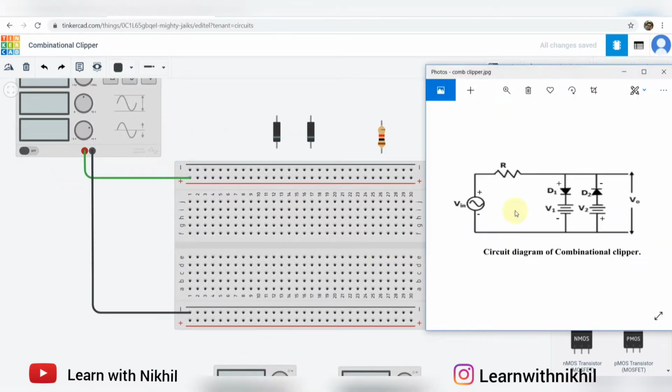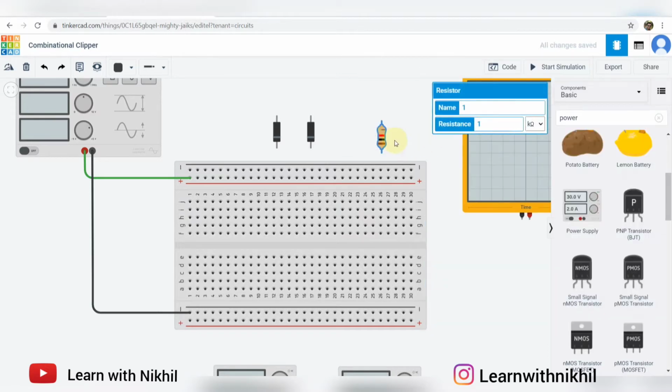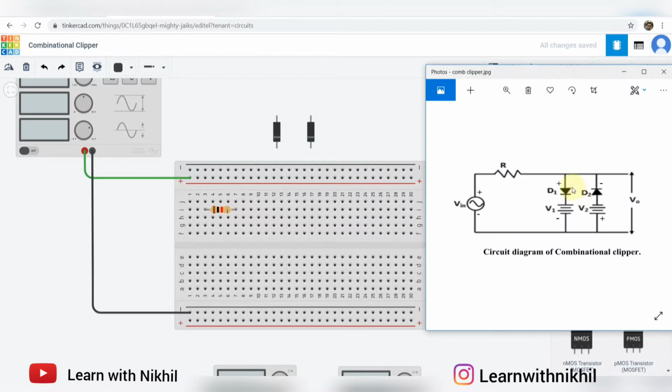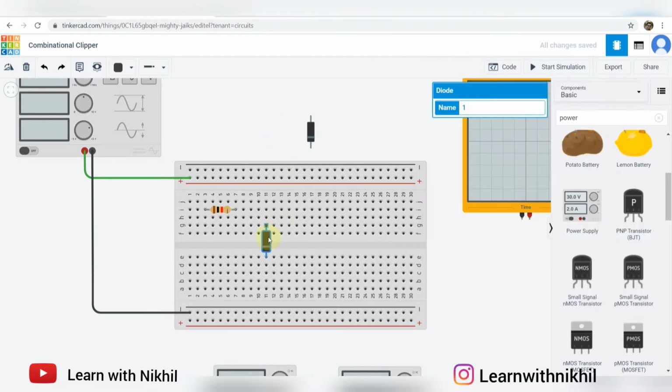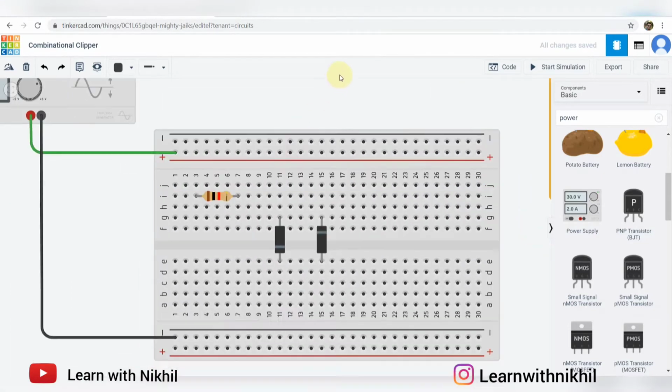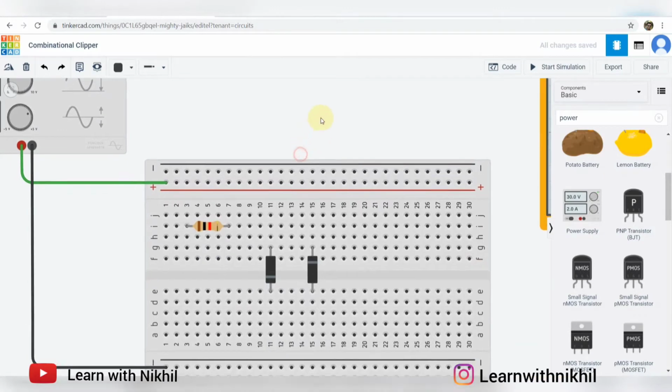I'll attach the diodes. Before that, you have a resistor. The resistor I've taken of 1 kilo ohms. I'll rotate it. I'll attach a resistor over here. Then we'll require two diodes, one with positive on the upper side, negative below, and the other diode in the opposite direction.